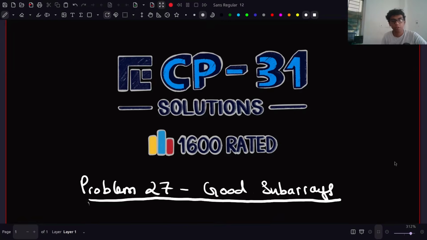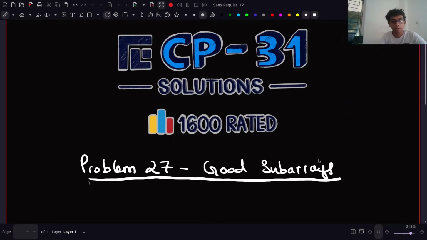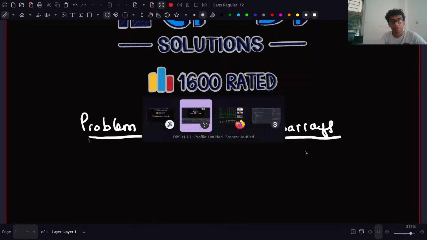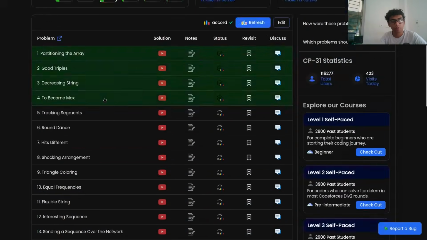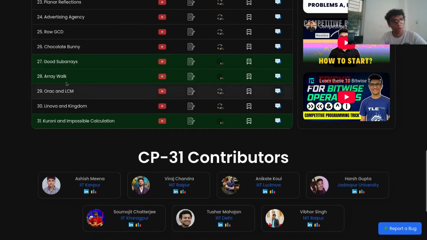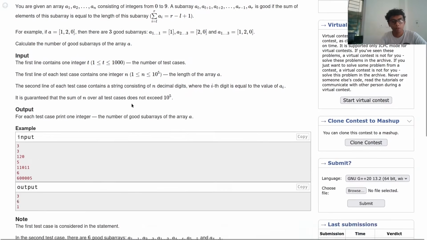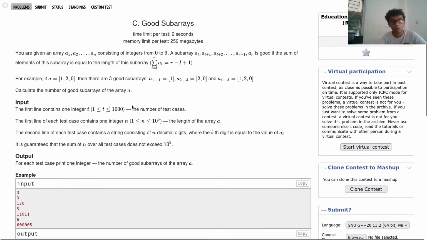Today we'll be discussing the solutions to the CP-31 sheet, specifically the 1600 rated problem 27, good subarrays. So let's just dive right into it. Let's go to the CP-31 sheet. Let's pull it up and go to the problem good subarrays. And we're gonna read out the problem, then break it down and see how to solve it.